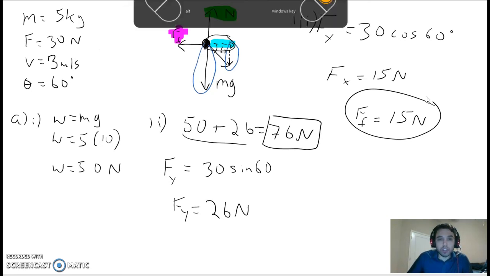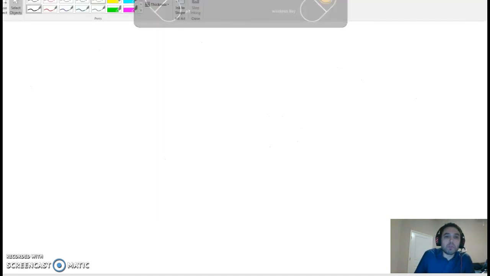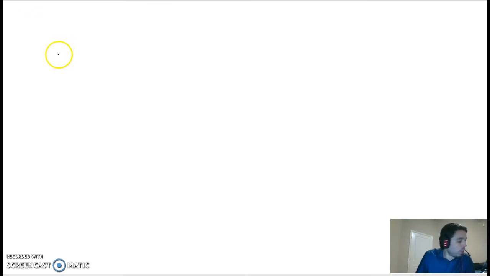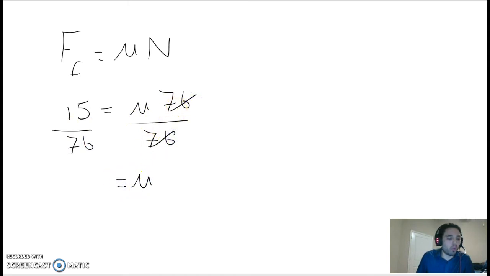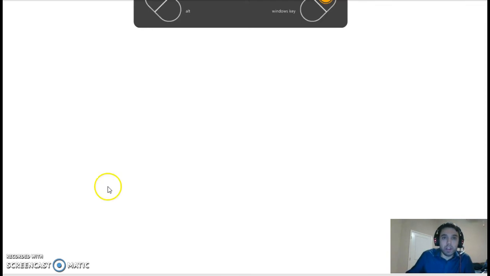It's pretty quick and easy, I think. Part B just wants us to find the coefficient of friction. Remember, the coefficient of friction can be found using the formula for force of friction, which was mu times n. Well, we found force of friction already. We said it was 15 newtons, times mu. We found normal force also. That was 76 newtons. We just divide by 76 on both sides. These cancel, of course. And we get mu is like 0.19 something. Let's just call it 0.2. Yeah, there you go. Piece of cake, right? Easy. All right. Next part.